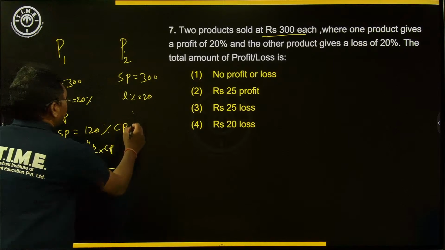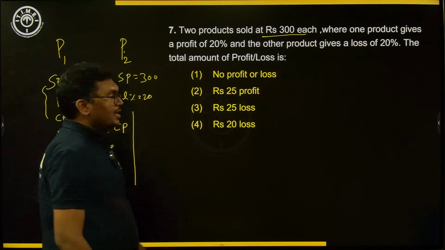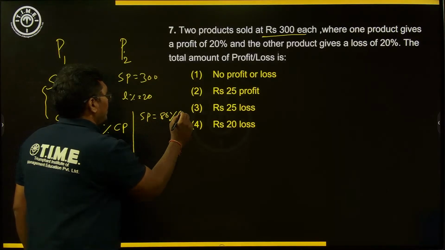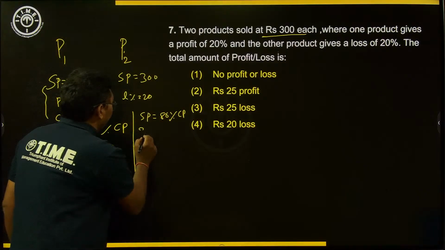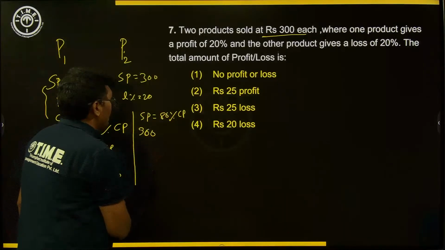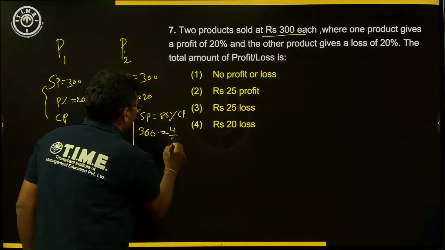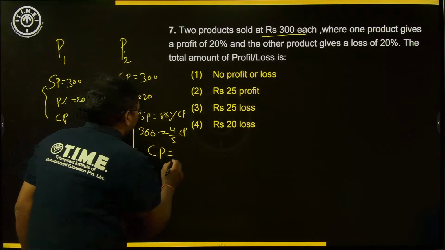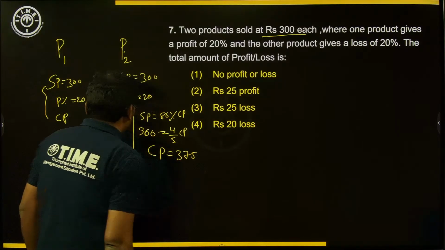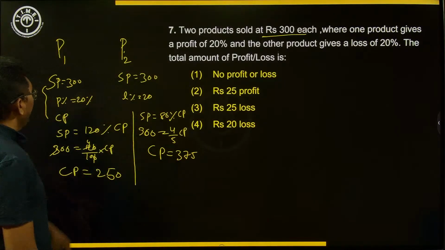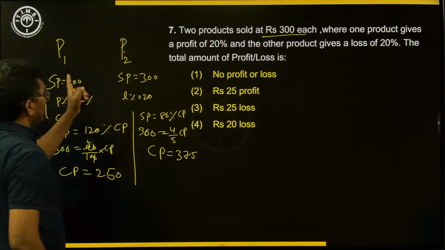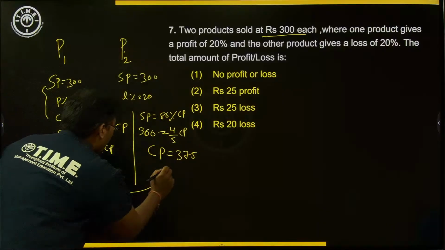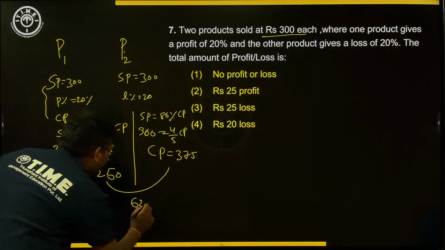Next, in this case 20% loss means what? So SP is equal to 80% of CP. So SP is 300, right? So 80% means 4 by 5 and CP. So that is nothing but cost price is equal to 375, right? So total selling price is 300 plus 300, that is 600, and total cost price, so 250 plus 375, that is 625.